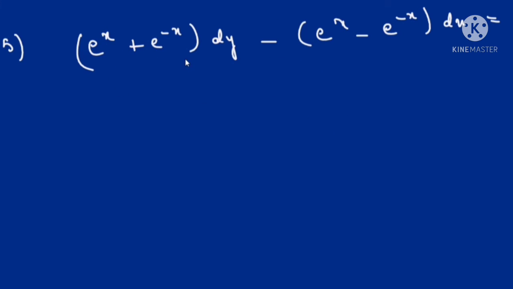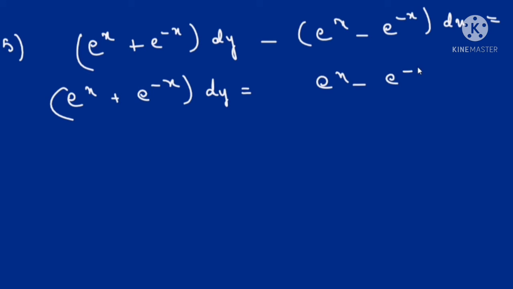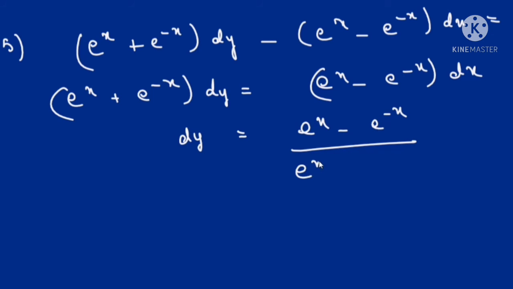Next one, (e^x + e^-x) dy - (e^x - e^-x) dx = 0. So now again, (e^x + e^-x) dy is (e^x - e^-x) dx. So separate the variables, you have dy here. So keep dy, there is no other y term. So take all the x terms to the other side, divided by e^x + e^-x.